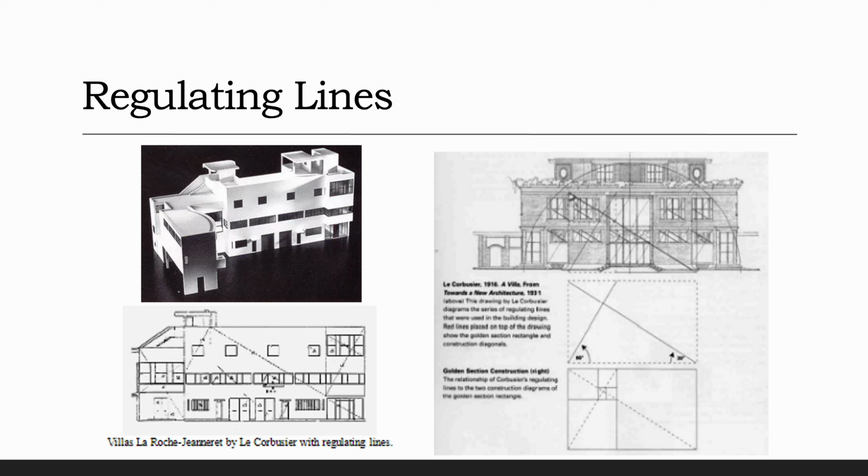Here you can see regulating lines and the golden ratio being used by Le Corbusier directly from the golden ratio to create the elevations of these buildings. He's a prominent architect. He proposed these regulating lines for his buildings. I'm sorry, he proposed that there would be geometric laws of any particular form, and that they should be based on this action.